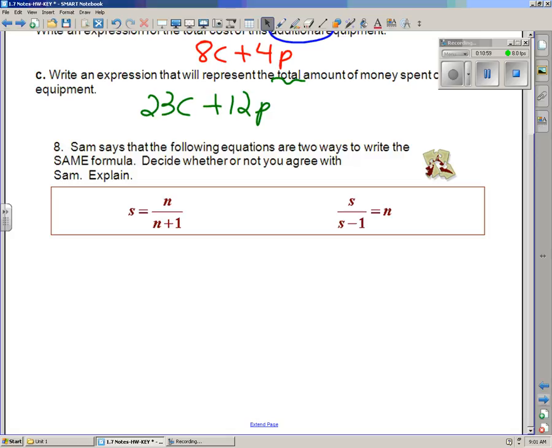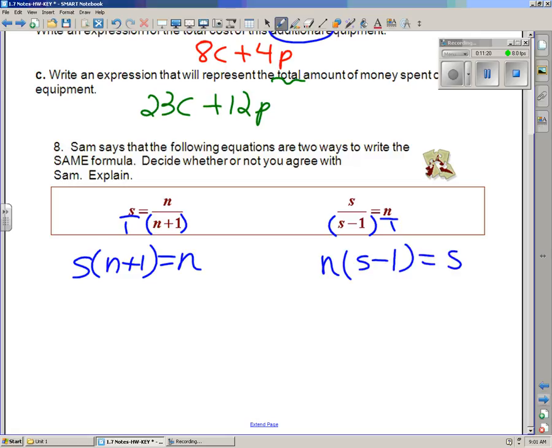Make sure you explain. Well, I'm going to cross multiply both of these and see what happens. When I cross multiply, I'm going to realize that this binomial has to be in parentheses. So I'm going to have S times the quantity n plus 1 equal to n. When I cross multiply this side, I'm going to have n times the quantity S minus 1 equals S. Well, if I try to get these things to be equal and I distribute through, I get on this left-hand piece ns plus s equal n, and on the right I get ns minus n equals s.